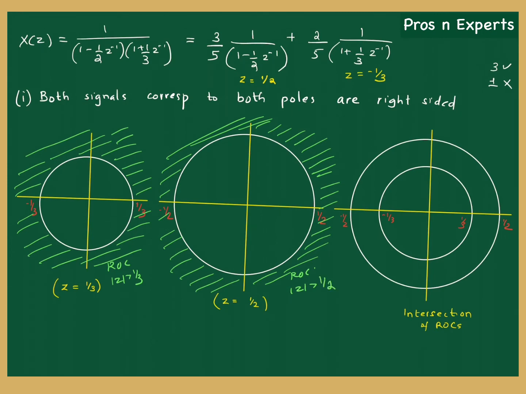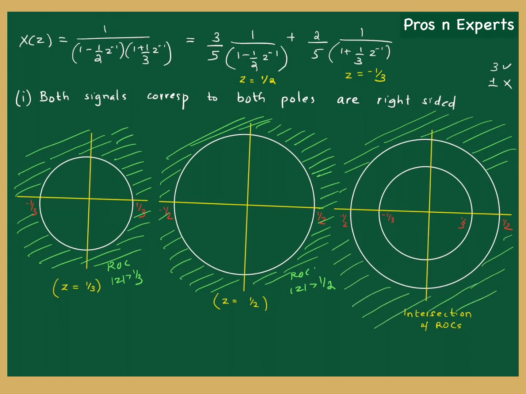Now listen carefully. What will be the intersection of this ROC and this ROC? The common area between this ROC and this ROC will be mod z greater than half, right? This ROC itself will be the intersection of both of these ROCs. That's purely logical. So I can mark the ROC as this, and mod z greater than half will be the ROC of the entire signal.